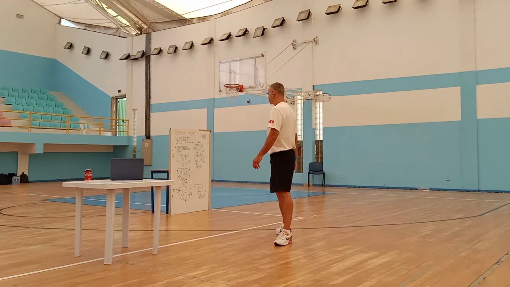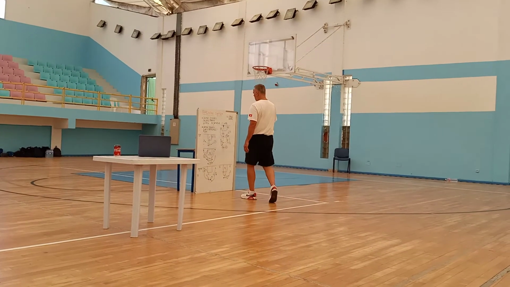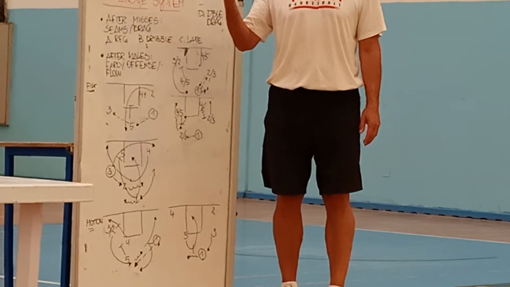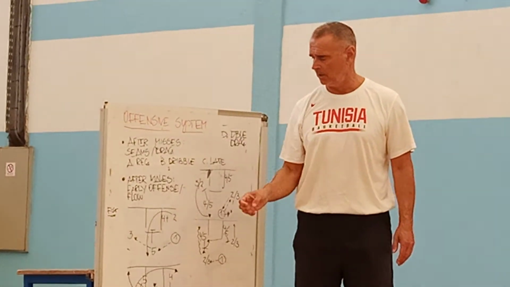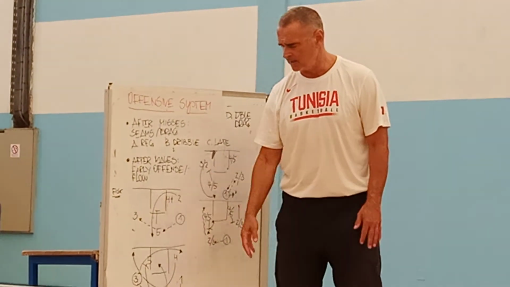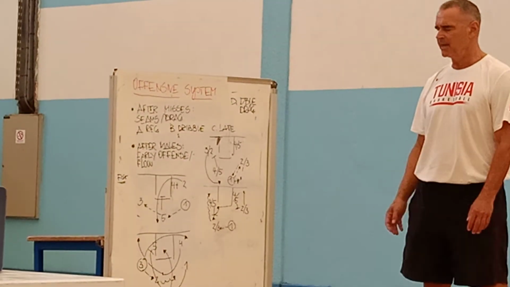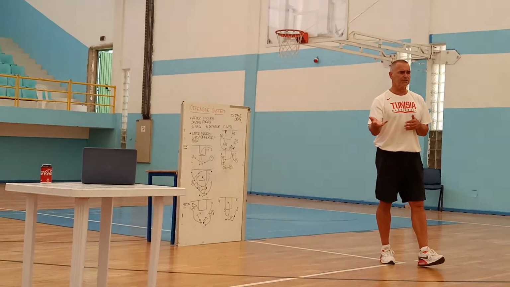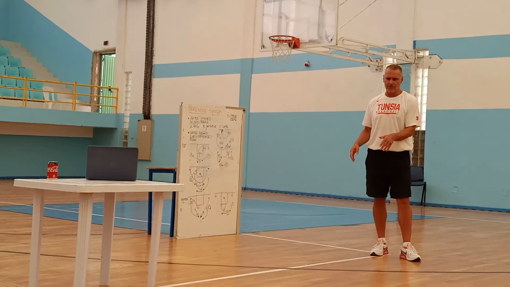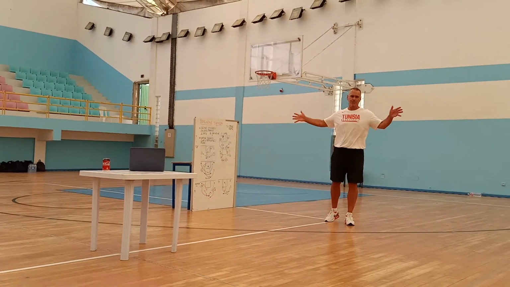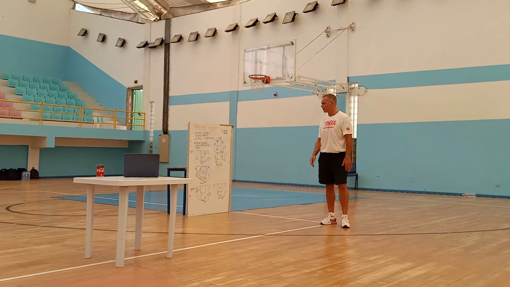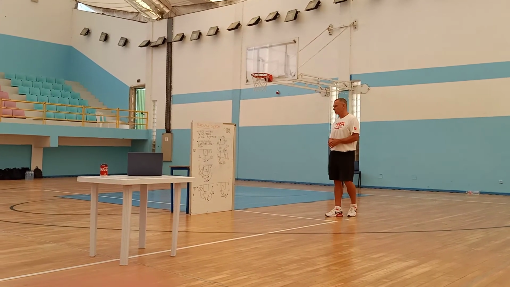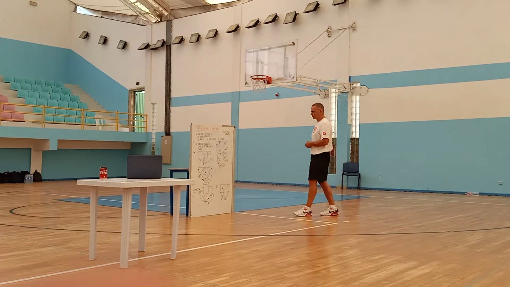So again, after makes, which means that our opponent has scored the ball, we would now go to the flow action, and it usually ends up in a full-out run-in situation, high pick and roll, high side pick and roll, spread the floor, and have a hard roller or a 5-out situation. And I will show you.